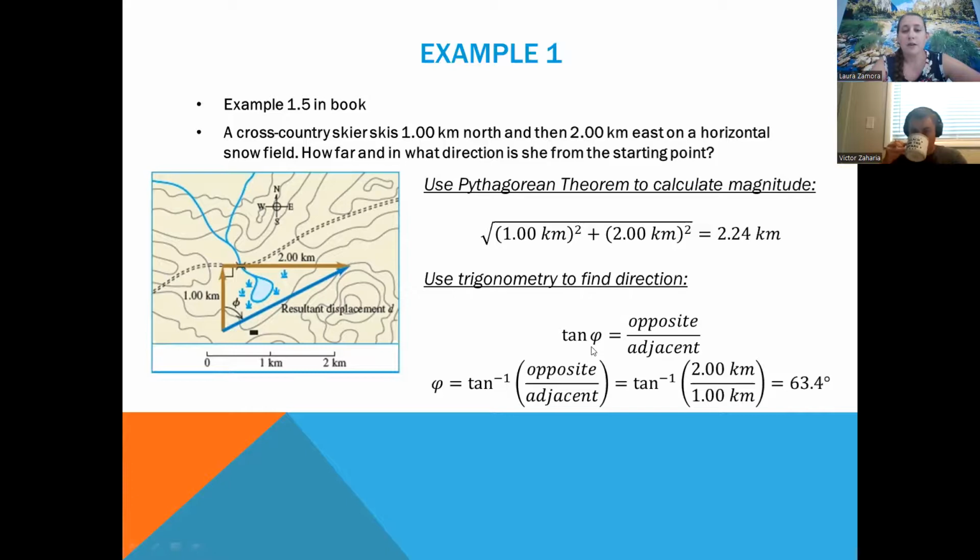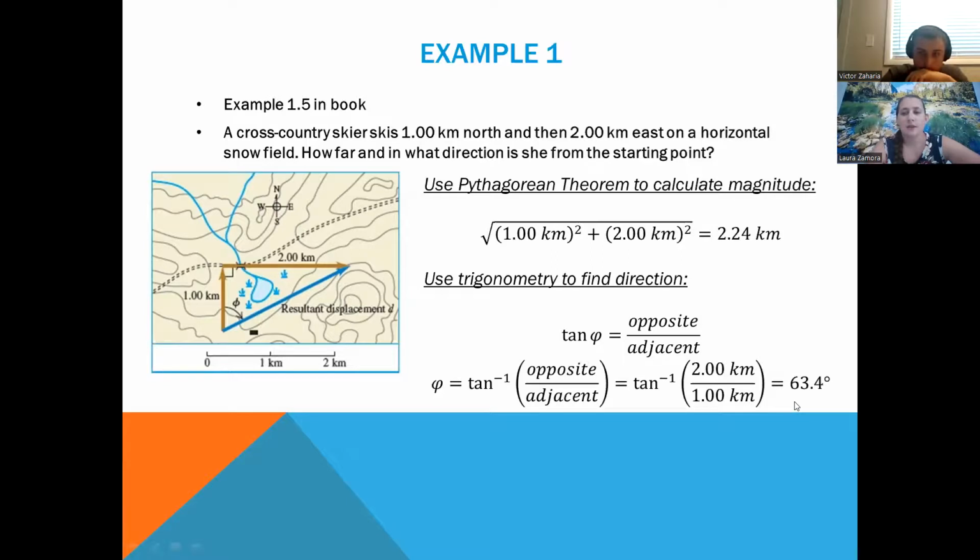And we're looking for that angle. So to find that angle, we'll use the inverse tangent of the opposite over adjacent side. Remember, our opposite side is 2, adjacent side is 1. So when we type that into our calculator, you get a result of 63.4 degrees.